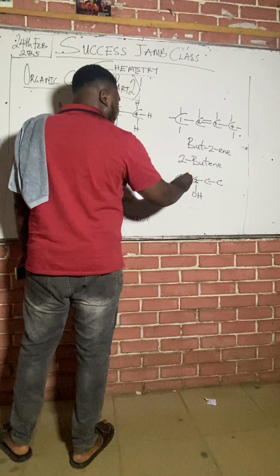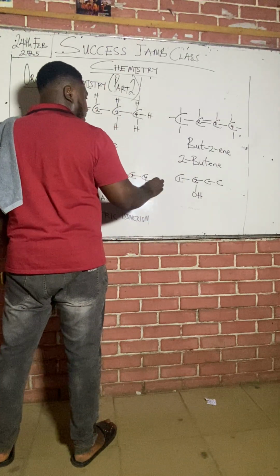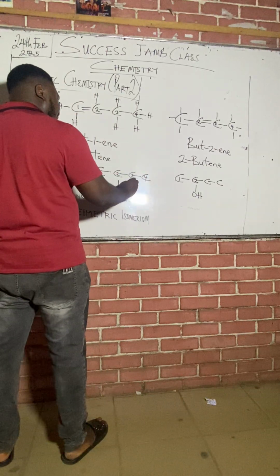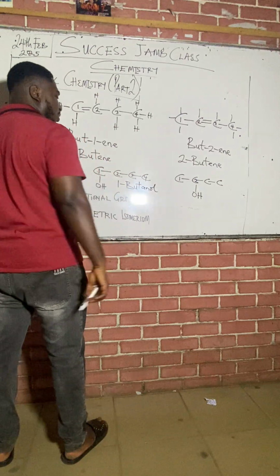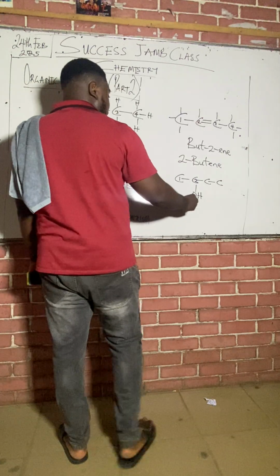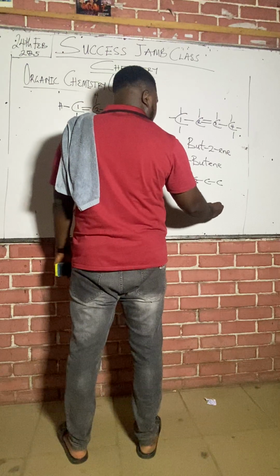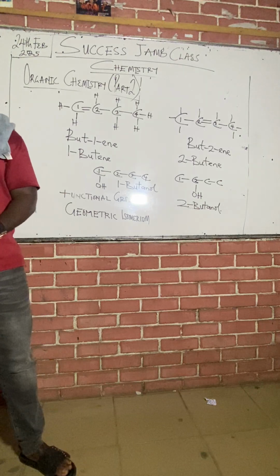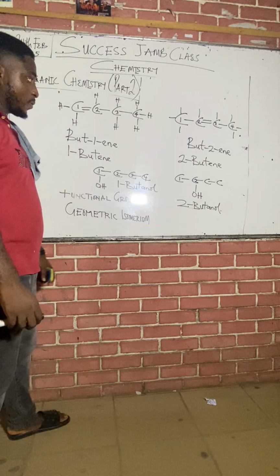This one is carbon 1, this OH group is on carbon 1, then 2, 3, 4. But here the OH group is on carbon 2. So this is 1-butanol. Anybody that has OH and ends with ol is an alcohol. 1-butanol, and this is what? 2-butanol. Just difference in position of the functional group or multiple bond present. That makes it what? Positional isomerism.